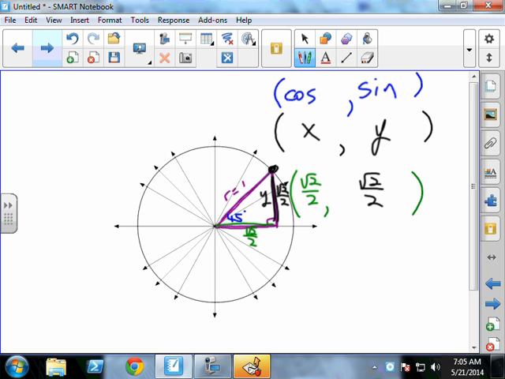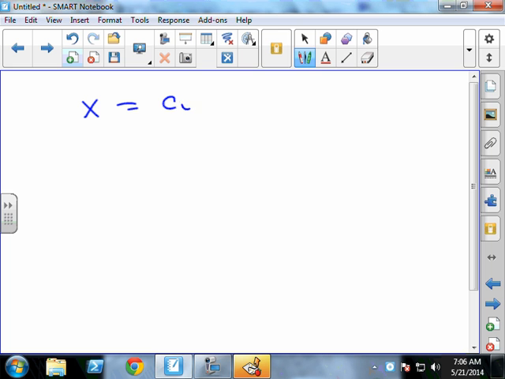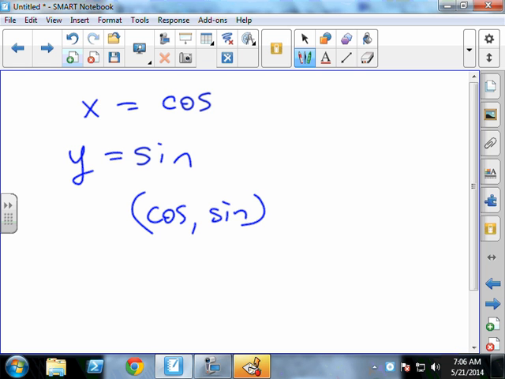Okay? So there are going to be questions on the last page of the test. Just remember this. X is the cosine. Y is the sine. X is the cosine. Y is the sine. How can you memorize that? Well, alphabetic order predominates in math a lot of times. Cosine, sine. Okay? Really profound statement there.